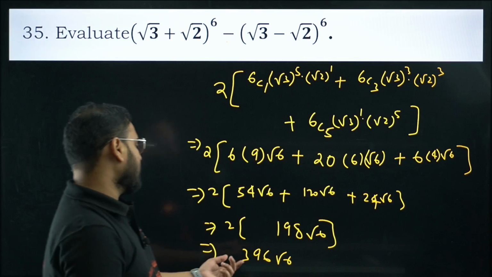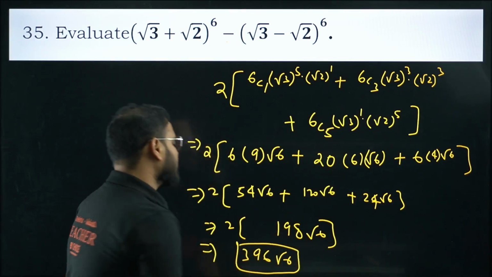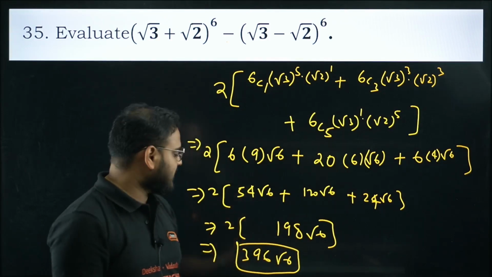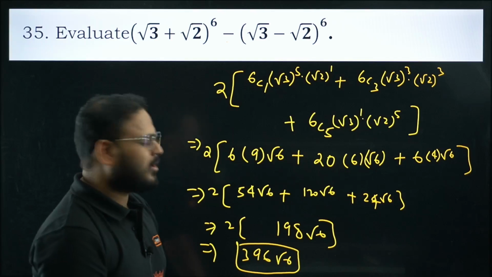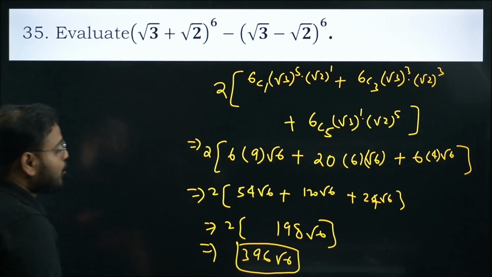What is the answer? 400 minus 4 only, right? That is correct only, no? How comes the minus 4? 198 is 2 less from 200. If you multiply with 2, you'll get 4 less. That's why 396 root 6 is the answer. Simple multiplication, not difficult at all. You can do from your side. Please check. Answer is coming as 396 root 6, sir.